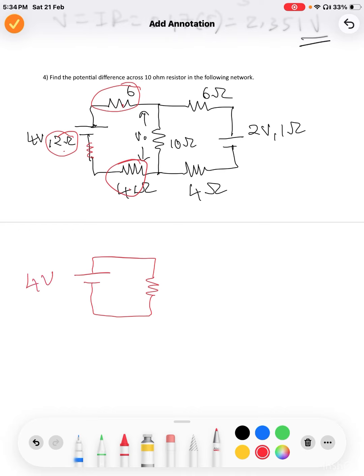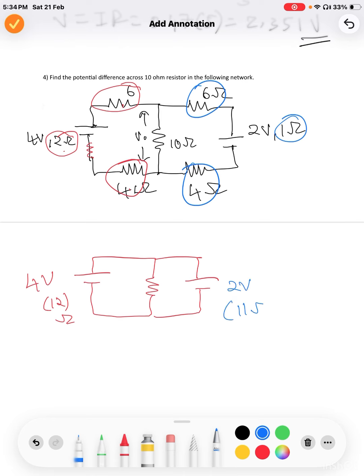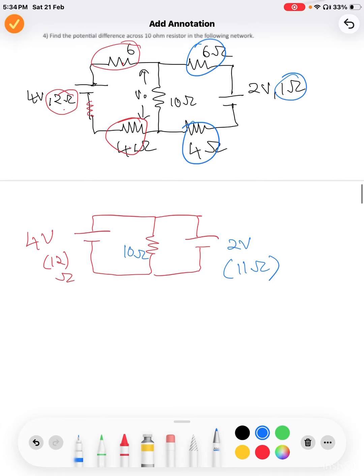So 4 volt and internal resistance of 6 plus 4 is 10, 10 plus 2 is 12 ohms as the internal resistance for the first battery. The same thing happens for the second one as well, because 6 plus 4 is 10, 10 plus 1 is 11. So here it becomes 2 volt and 11 ohms as the internal resistance, and this is 10 volt. Now can I use the same formula, the same method which I did for the previous question?